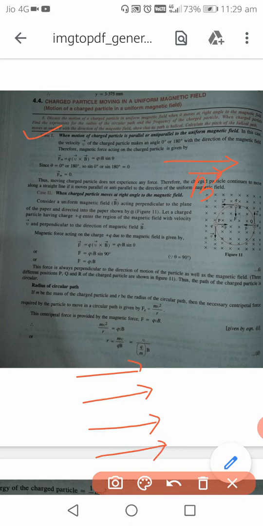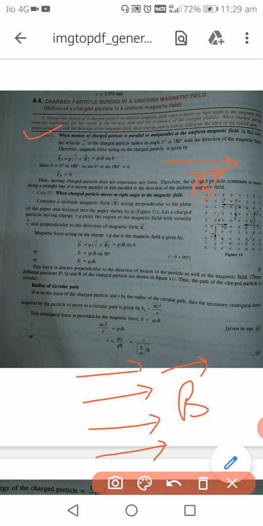In case number 1 it is given that the motion of the charged particle is parallel or anti-parallel to the uniform field. Parallel or anti-parallel means, suppose the thing is like this. This is the direction of magnetic field B. Okay, I am showing it here. B is the direction of magnetic field, this side. Okay, B.